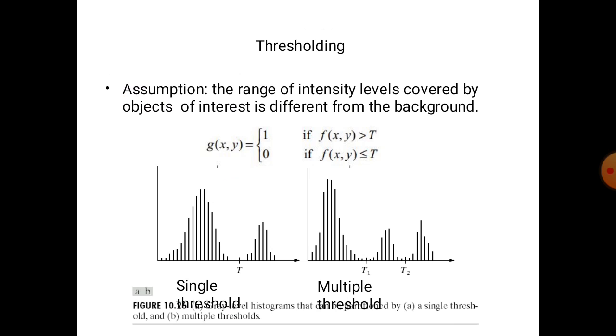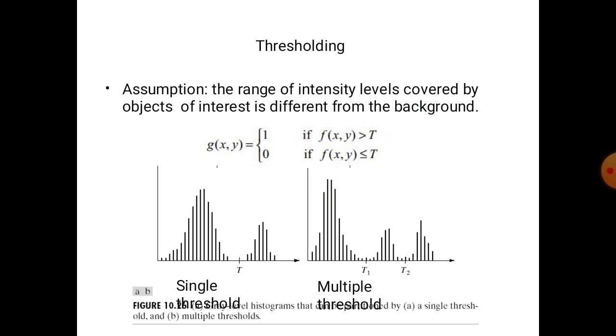Otherwise the point is known as a background point. In other words, the segmented image g(x,y) is given by g(x,y) equal to 1 if f(x,y) is greater than T, and 0 if f(x,y) is less than or equal to T. Here T is a constant applicable over an entire image. The process given in this equation is referred to as global thresholding.